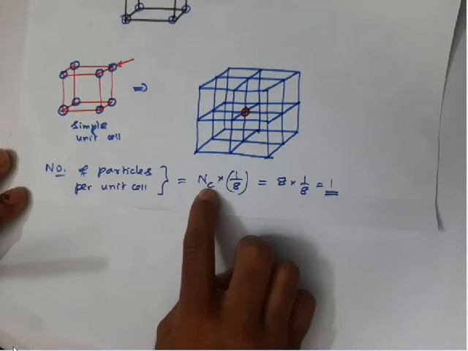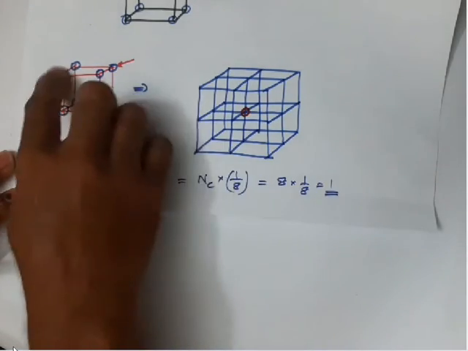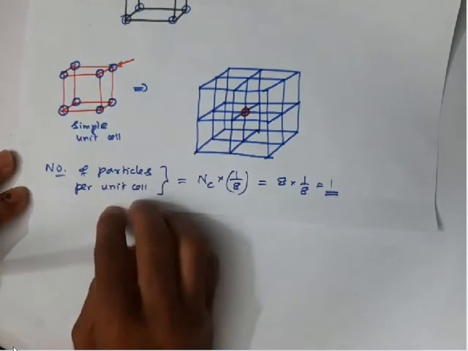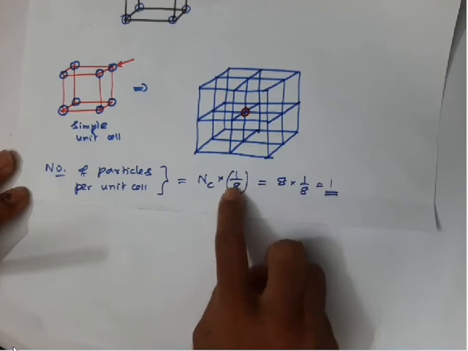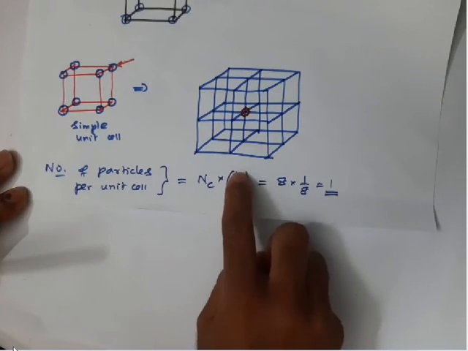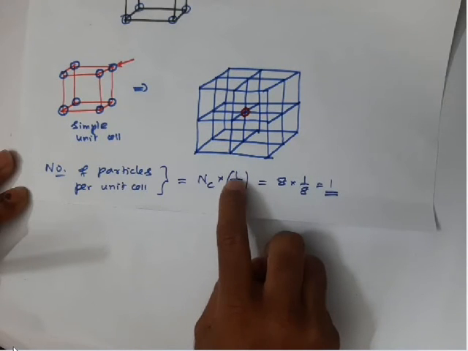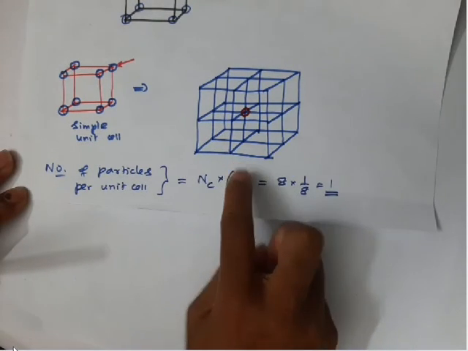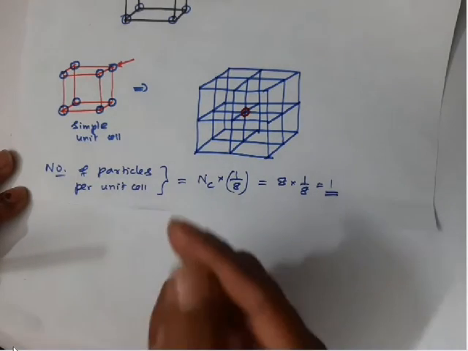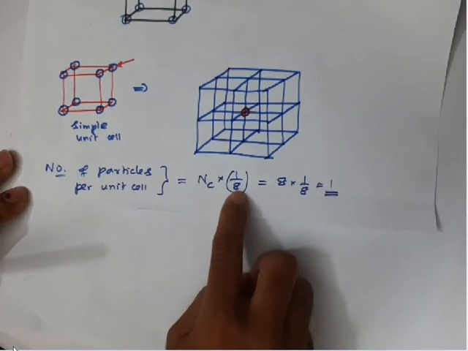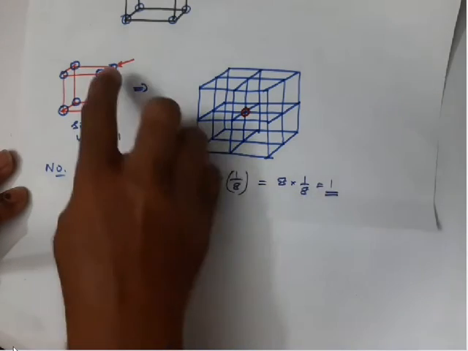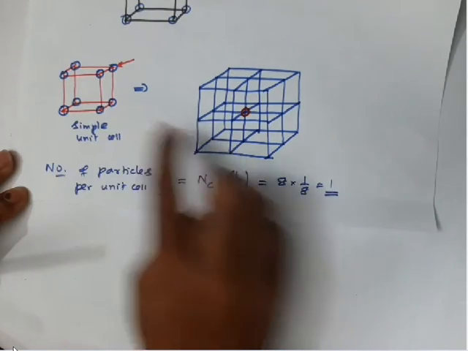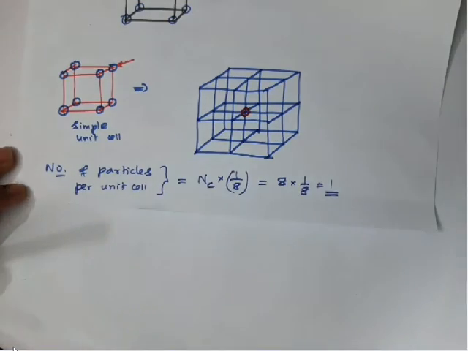First, identify the number of corner atoms. Yes, we have 8 corner atoms, or 8 particles here. Particles present at the corner are 8, and each corner particle is shared by 8 unit cells. Therefore, we multiply by 1 by 8 to get the contribution of each particle to one unit cell. What is the contribution of one particle to one unit cell? That is 1 by 8. So 8 into 1 by 8 will give you 1. That means these 8 particles contribute only 1 to the unit cell.